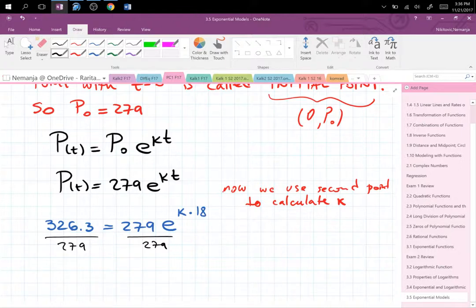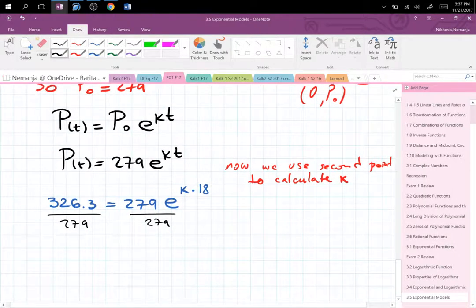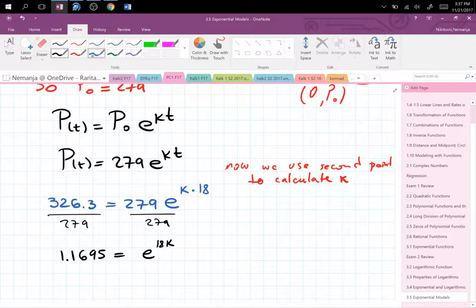All right, so the first order of business is to divide 326.3 by 279. And we have 1.21695. Remember I told you 4 decimal places. And this is equal to, leave some space, e to the 18k. Why do you leave space? Because you need to fit in the ln. So you are going to ln both sides.